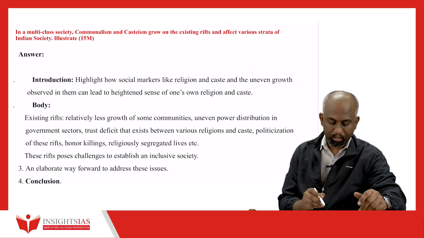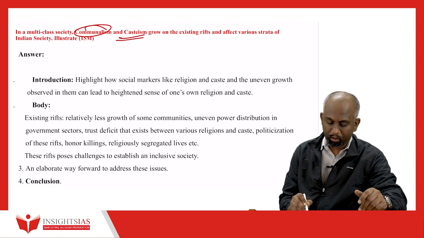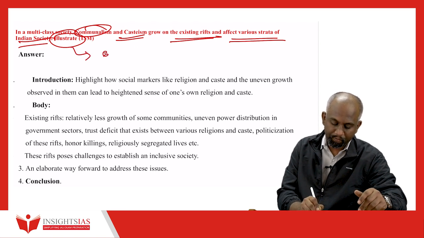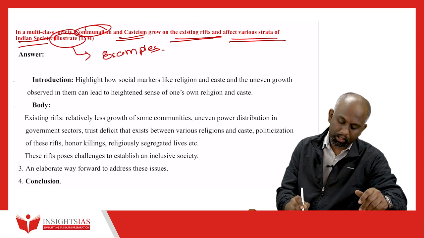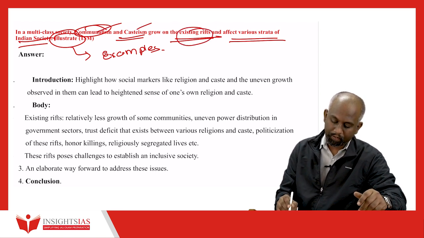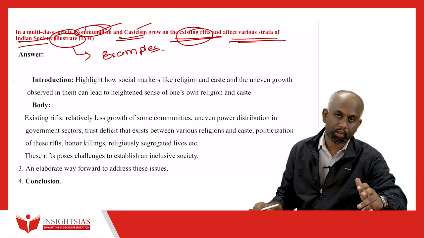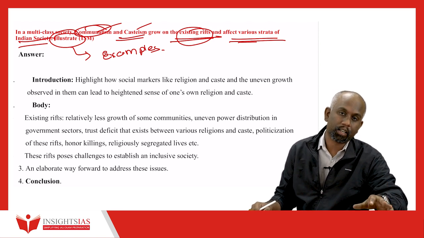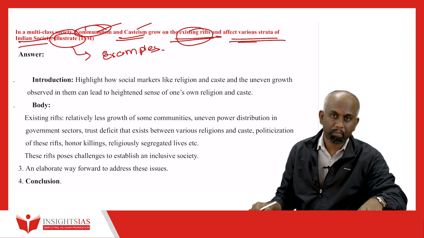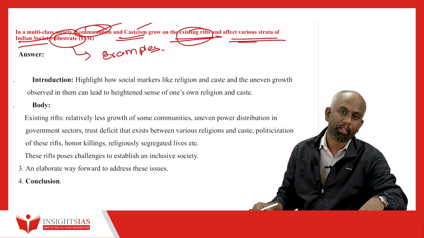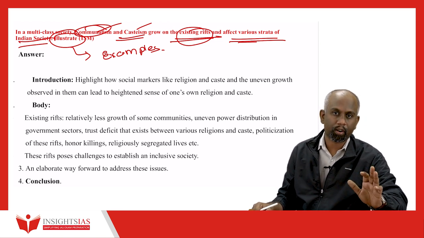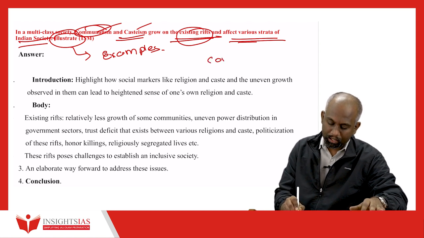The next question that we will discuss is, in a multi-class society, communalism and casteism grow on the existing rifts and affect various strata of Indian society. Illustrate. When they are asking you to illustrate, you just have to give them examples. How the existing rifts in our religion and caste are affecting various strata of Indian society. How will you start your introduction? You can talk about how communalism and casteism are two social markers or hierarchies that we have in our country, and the religious development or the caste development is not equal. This has given rise to resentment, which affects other communities in different ways. You can draw an introduction on similar lines, but it has to be very concise in nature.